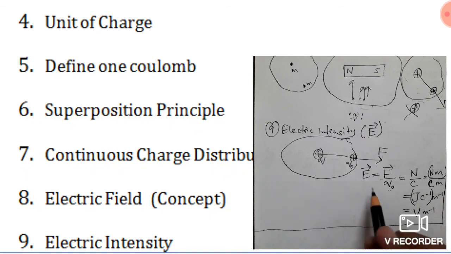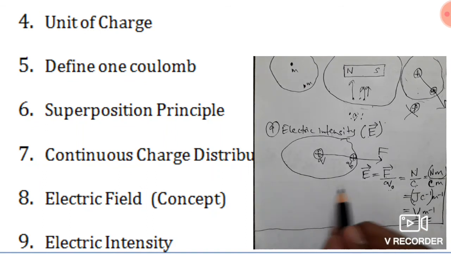So the SI unit of electric intensity is Newton per Coulomb and it can also be written as volt meter inverse. This is very important. In competitive exams, in MCQ questions, it has been asked many times what is the SI unit of electric field, and this value is given in the options. So please remember these both are the unit of electric intensity, Newton per Coulomb or volt per meter.